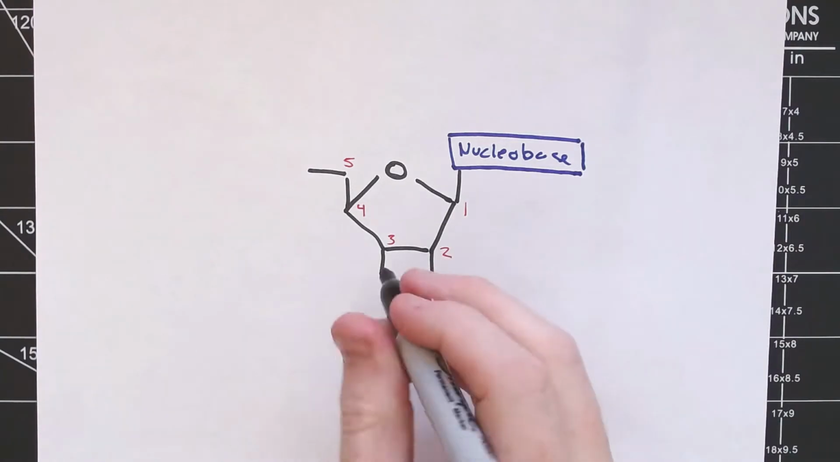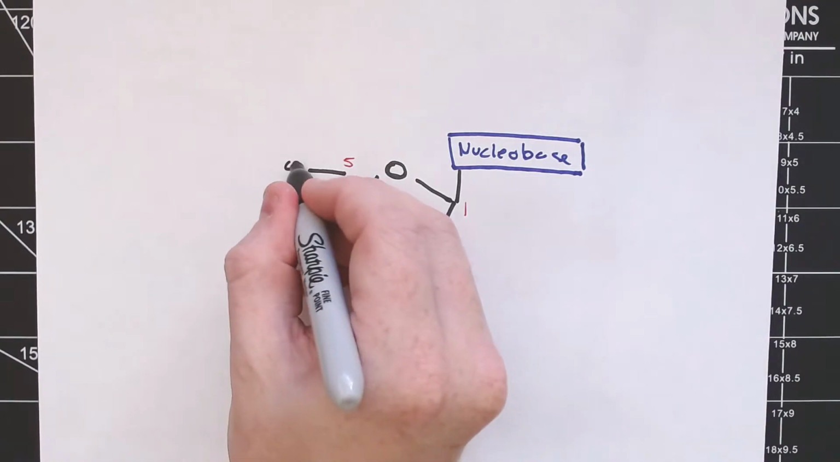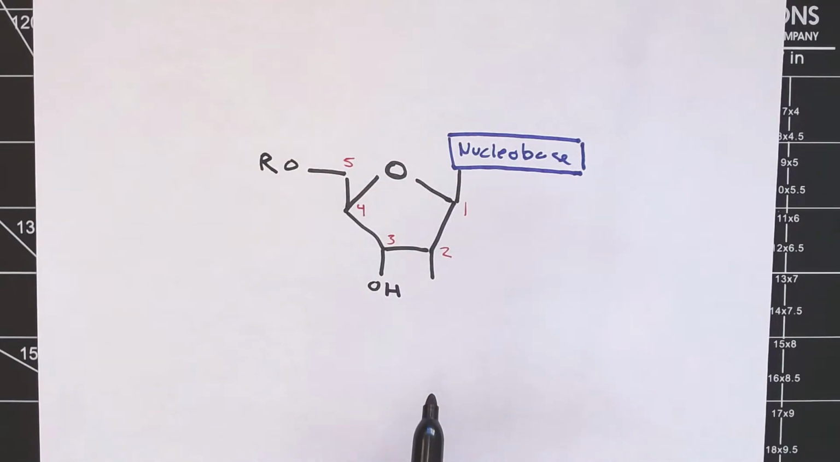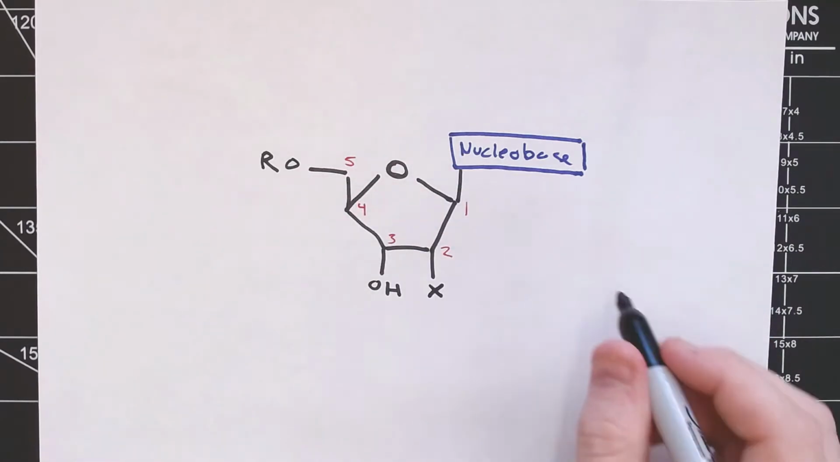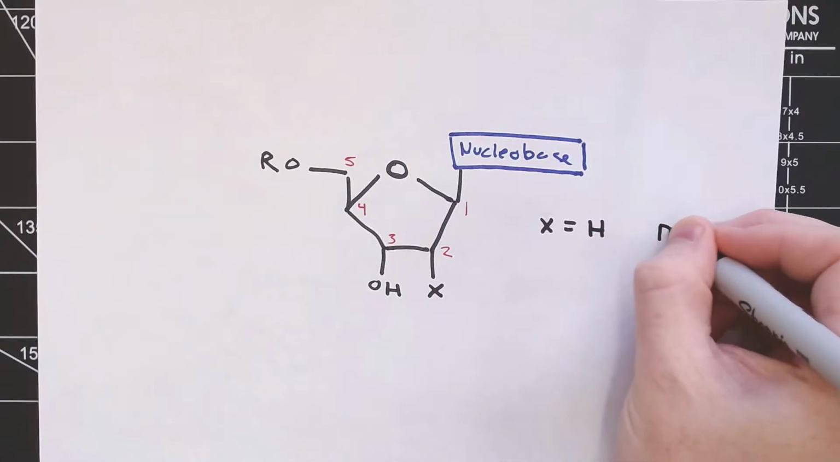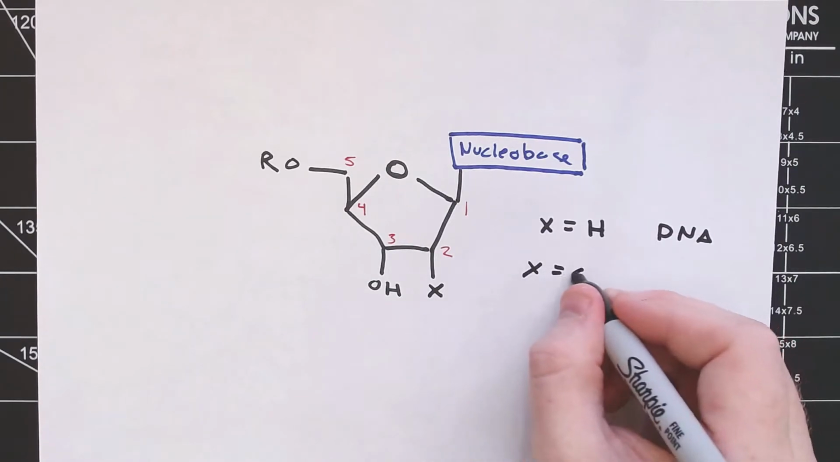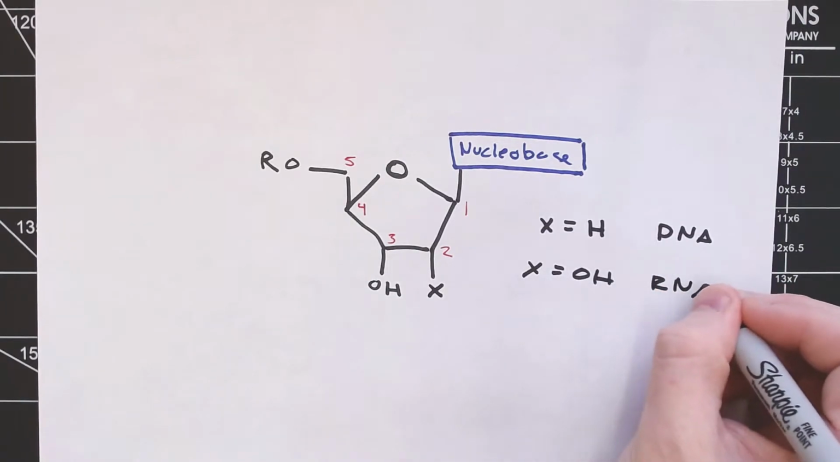The 3 prime position will always have a hydroxyl group, like you see here. The 5 prime position will vary depending on whether this is a nucleotide or a nucleoside. And the 2 prime position will also differ depending on whether this is a DNA or an RNA. So with respect to the 2 prime position, if X equals H, then we have ourselves a DNA nucleotide. And if X equals OH, we have ourselves an RNA nucleotide.